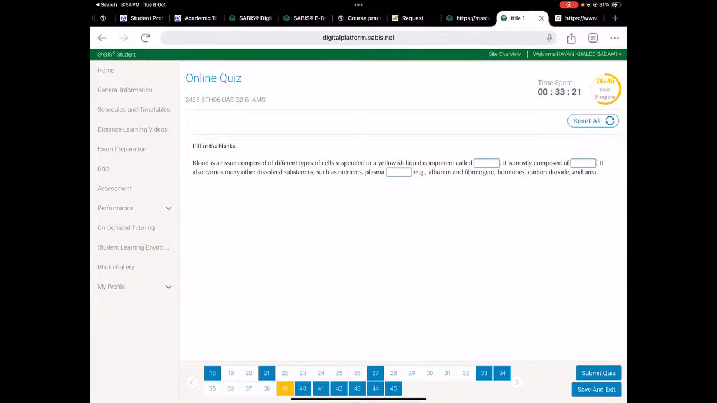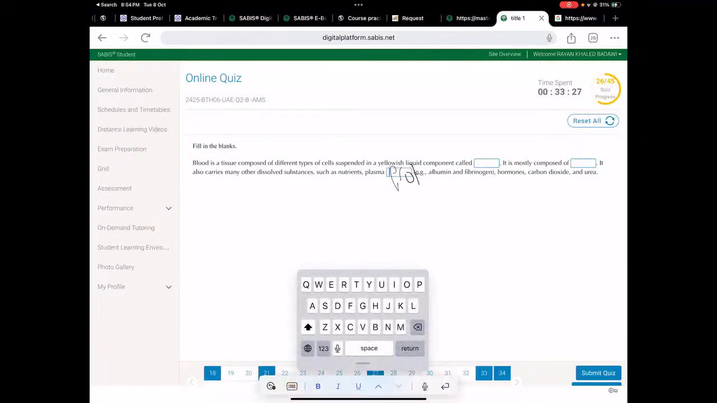Yellowish liquid component, remember we said this is plasma, composed mostly of water, and also has plasma proteins. And this is gonna be plasma, and it's mainly made up of what? Of water. Okay.